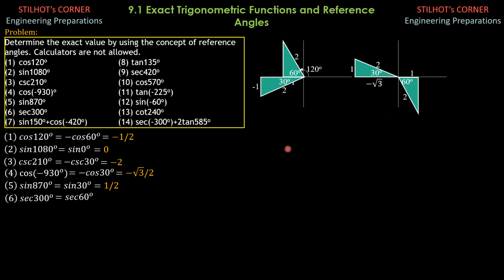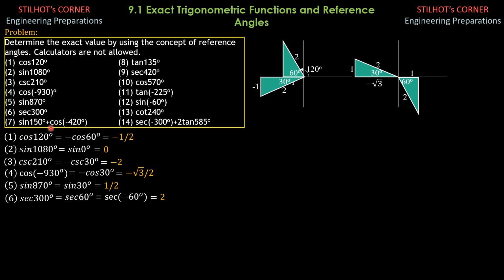So secant of 300 degrees, I don't consider this anymore, but it's also similar to that, is hypotenuse over adjacent. So it is 2 over 1, so it is positive 2. It is also secant of negative 60 if the angle is measured in clockwise direction. So it is positive 2.